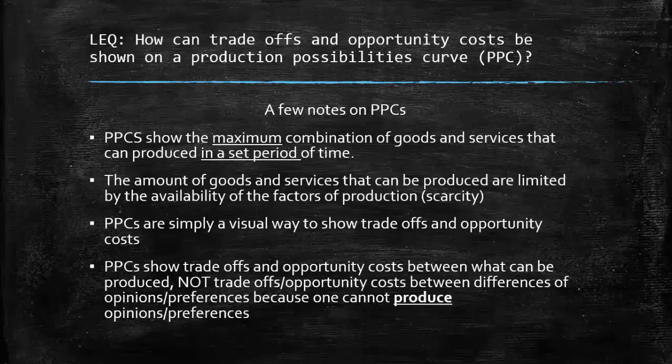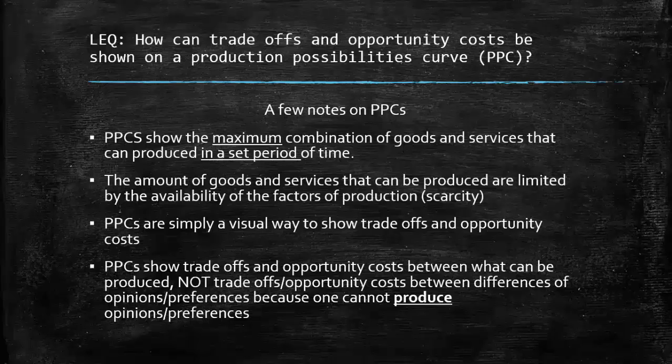So there are a few notes on PPCs. I'd like you guys to just write these down, put them in your notes, and I'll go through them. They're going to make more sense once we get to the graphing. So here we go. PPCs show the maximum combination of goods and services that can be produced in a set period of time. That's basically the definition of a PPC. Now let's expand on that.